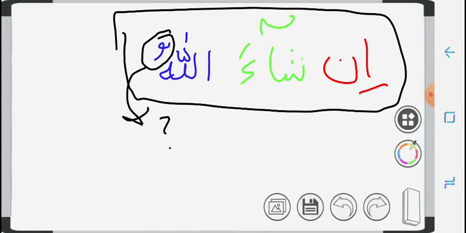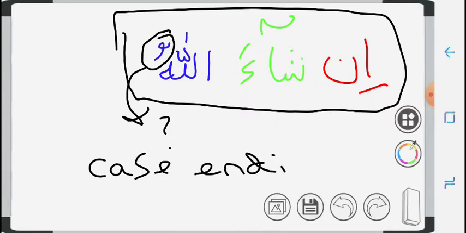Now, what is that? These are case endings. I'll write it down, case endings. What do I mean by case endings? In Arabic, we call this i'rab. Now, what do we mean by i'rab? The signs on the words give us the idea of the functionality of that particular word. What is it actually doing in a sentence, in a statement? It gives you a flavor of what's actually happening.